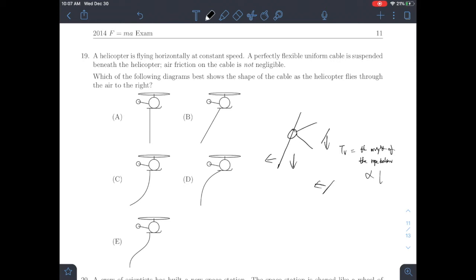And the friction force from the air, which is the horizontal tension, is directly proportional to the drag force. And the drag force is also proportional to L, the length of the rope, right? So both horizontal and vertical are proportional to the same thing. So if you divide the vertical by the horizontal, you get a straight line. So it's B. And the correct answer is B.